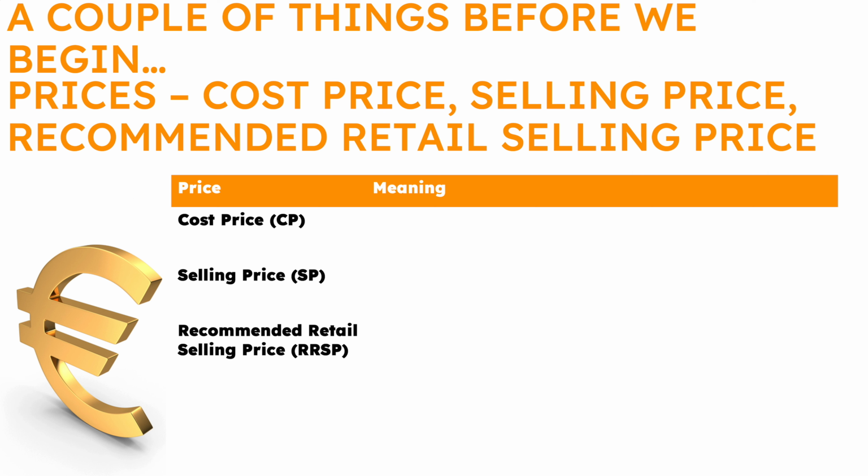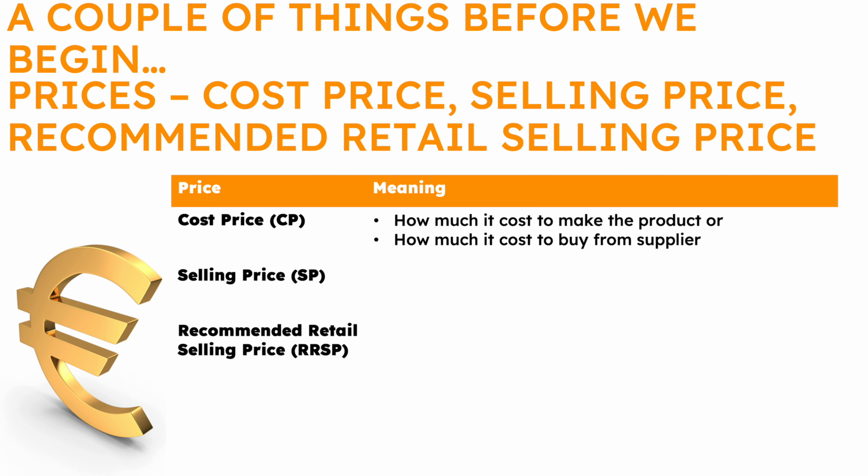We need to look at the different types of prices that can appear on the paper. So there's a difference between cost price, selling price, and recommended retail selling price. So let's start by taking a look at cost price. So what is cost price? Cost price is how much it cost us to make the product if we are a manufacturing firm, or how much it cost for us to buy it from our supplier. So it could be our creditor if it was a credit purchase that we made.